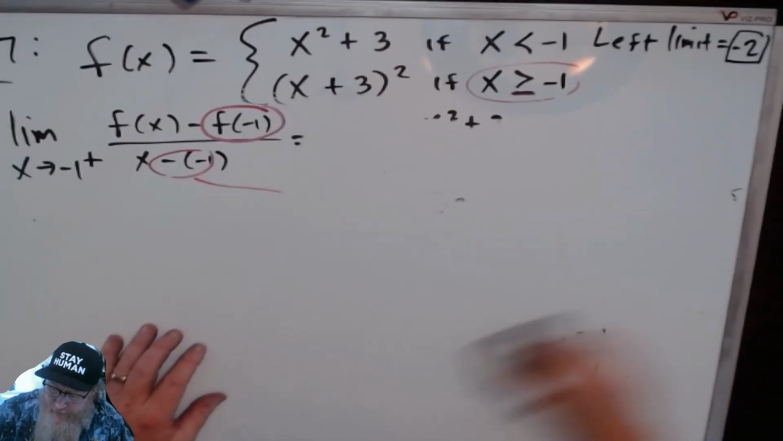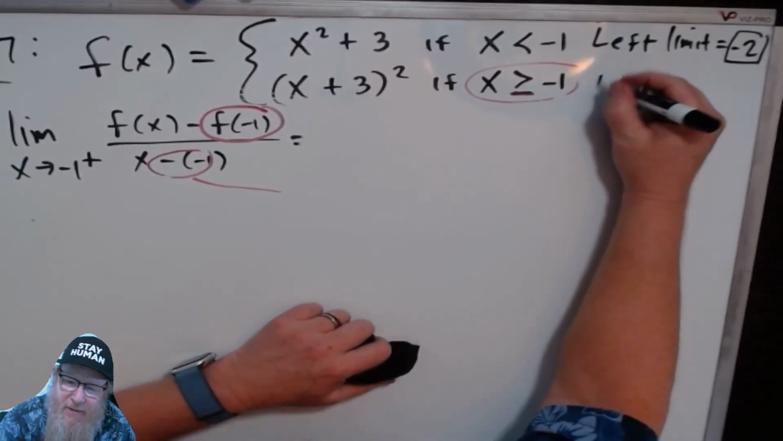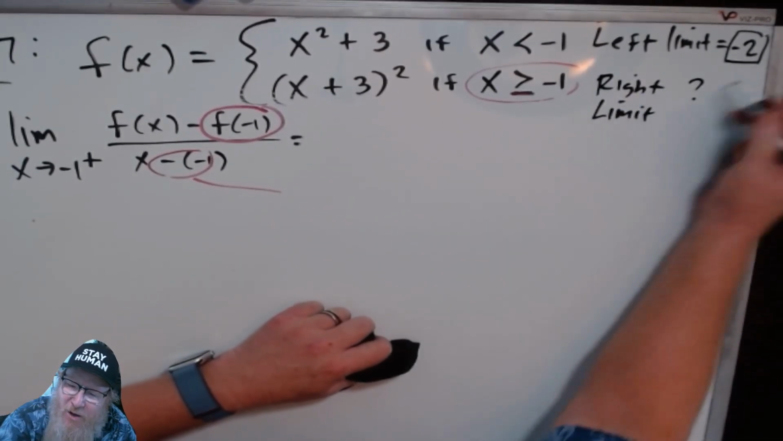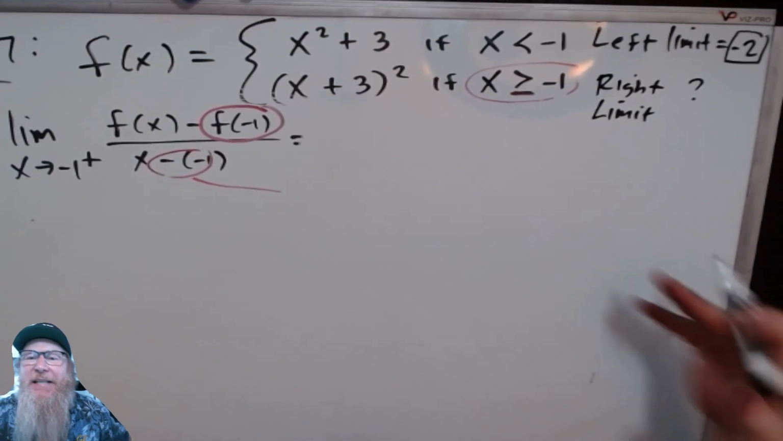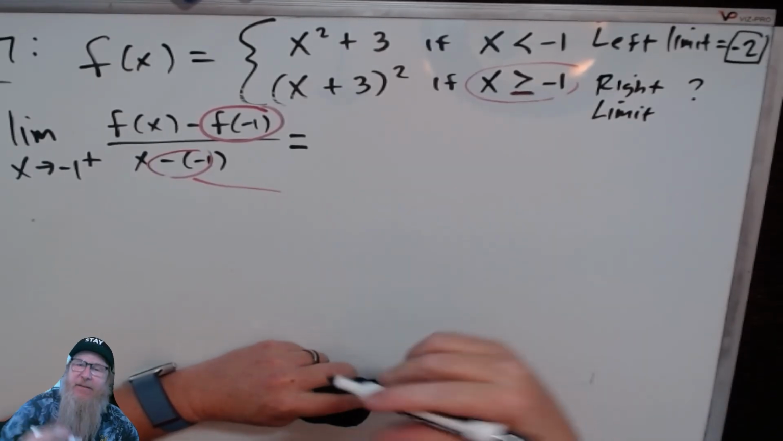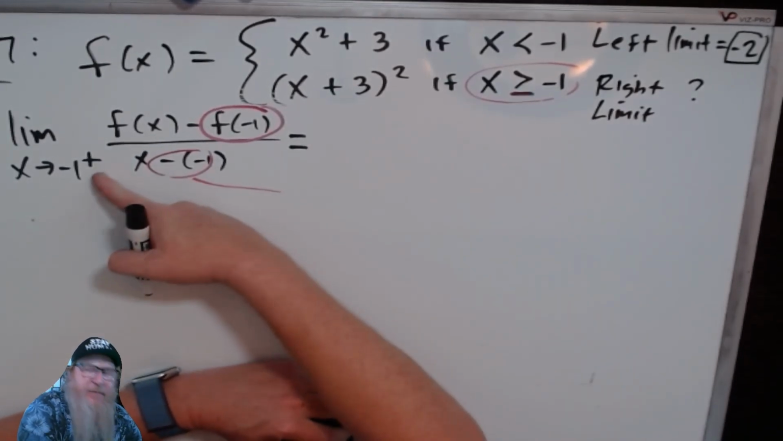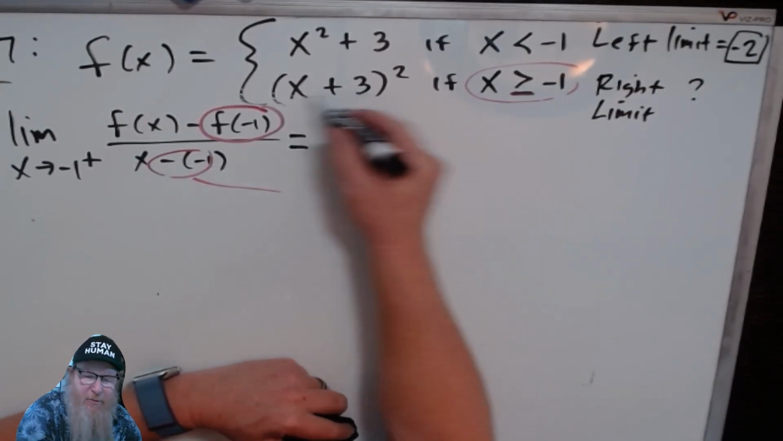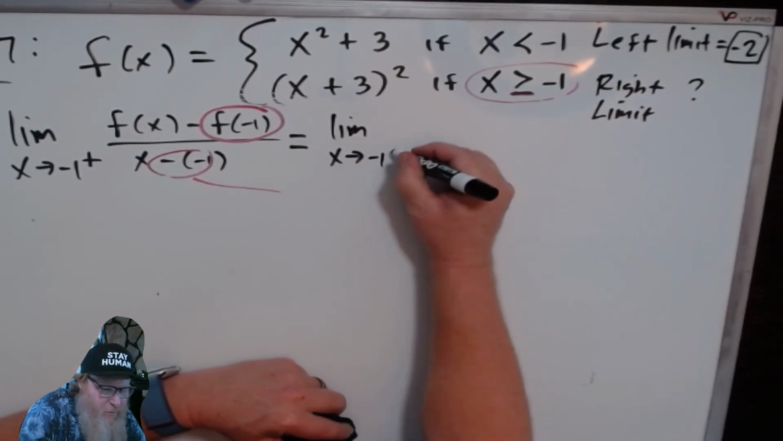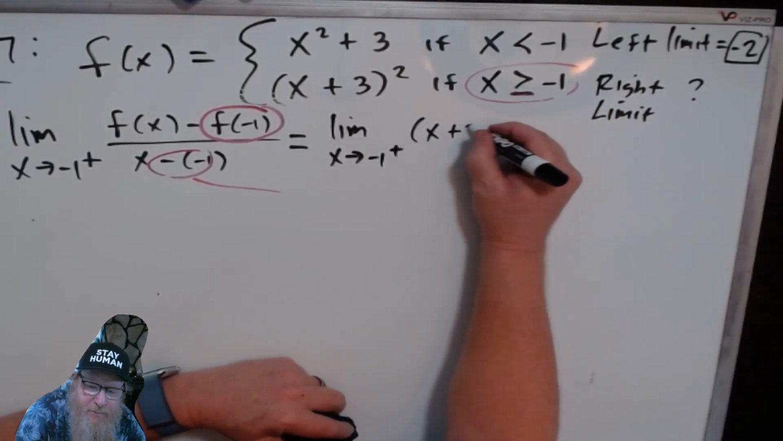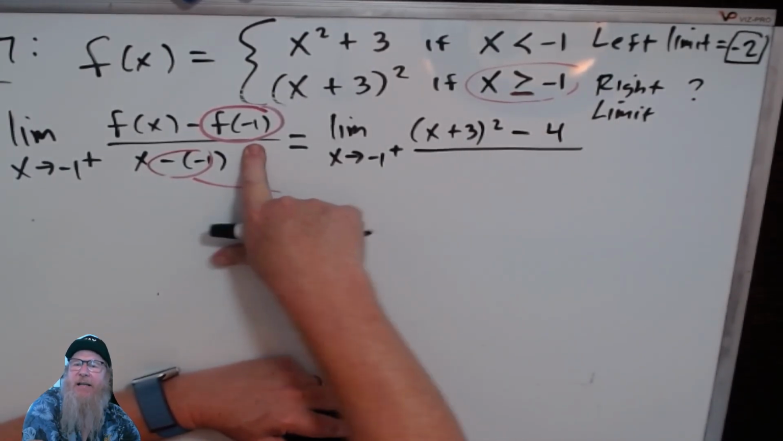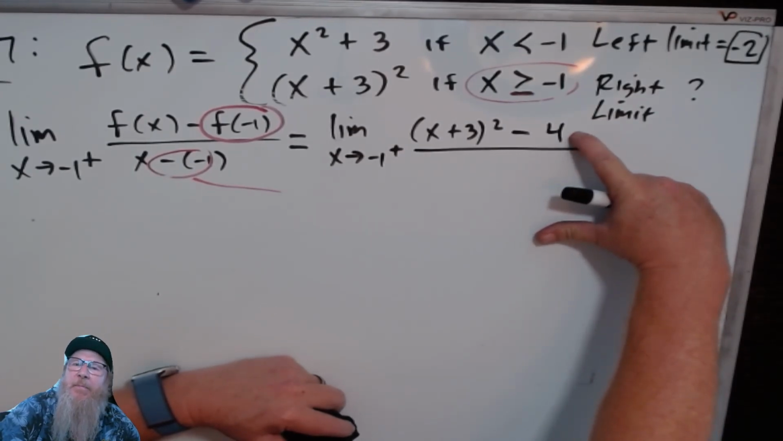I'm just going to reuse some of this work here. If the right limit is also negative 2, then the answer is yes, it's differentiable, right? At this value. So let's do the right limit then. Just change the minus to a plus and do the right limit. Now we're talking about the other function. So that's going to be the limit as x goes to negative 1 from the right of x plus 3 squared minus 4, right? F of negative 1 is still 4. We did that already.